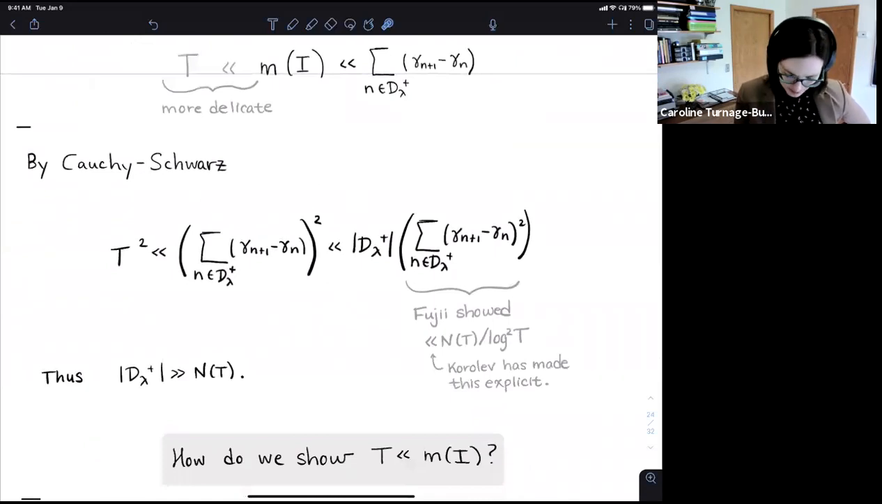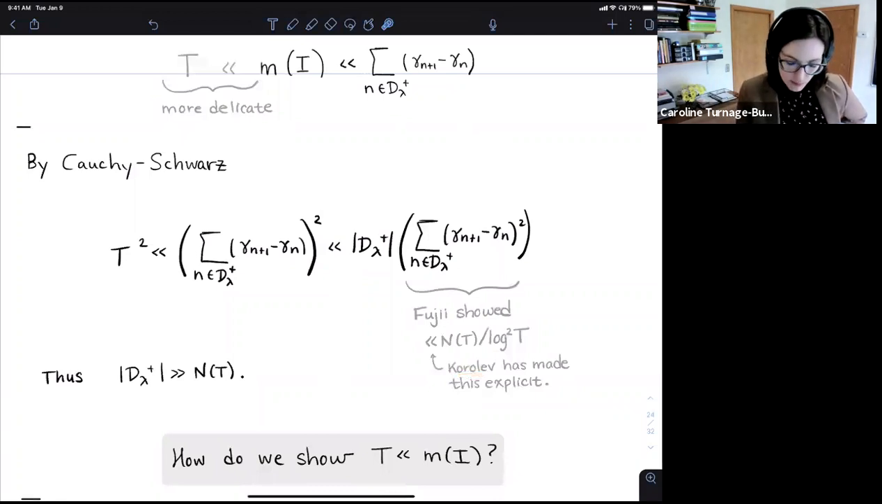Then we use Cauchy-Schwarz, we square this piece here. We use Cauchy-Schwarz and have, this is counting how many of these pairs of zeros we have. And here is a calculation that we have to compute. Now, Fujii showed that this is less than N of T over log squared of T. And we got a little lucky here. This had already been made explicit in the literature unconditionally, so we were able to piggyback off of that.